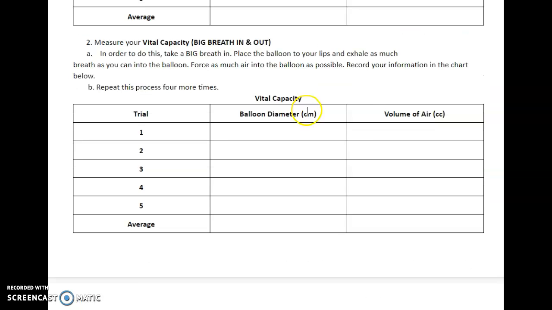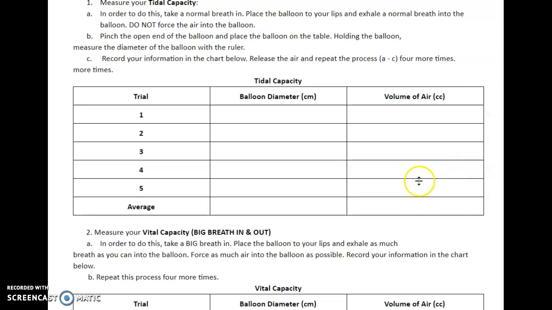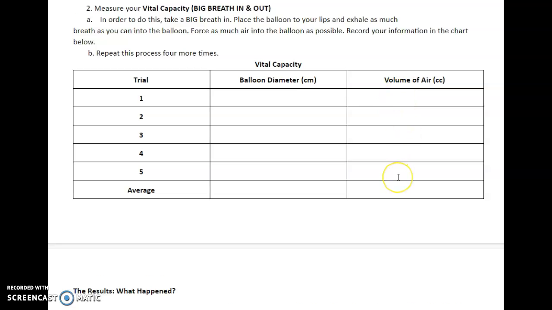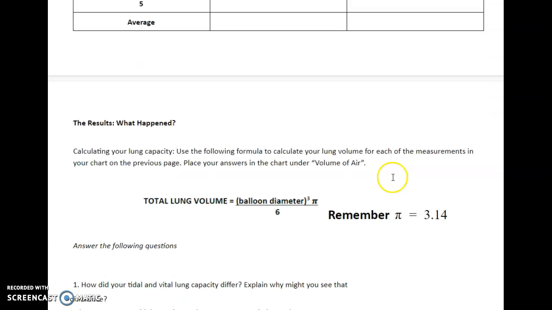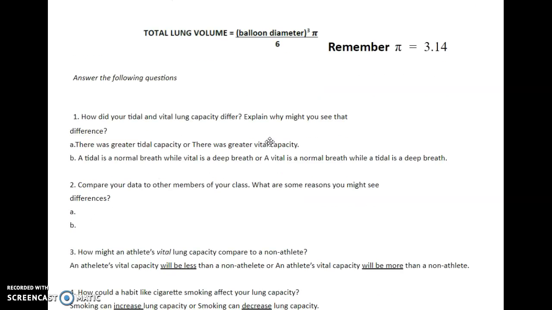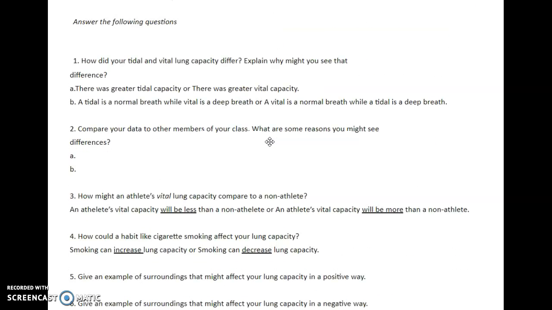So this is where this information comes from, this part right here. So we're looking at the cc's of the volume of air in the tidal and in the vital. So again, for the volume of air, you're going to use this little formula right here: the balloon diameter cubed, multiply that by pi, and then divide by 6. I think you've got some questions to answer here.